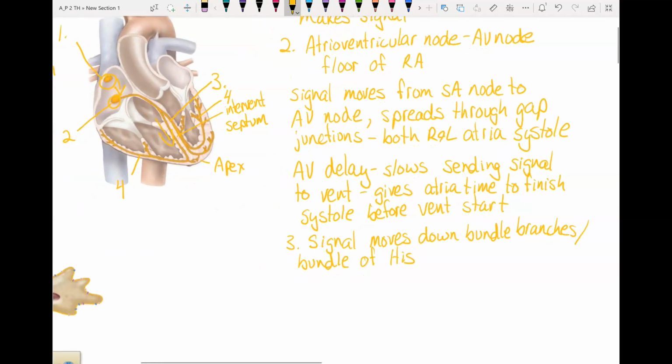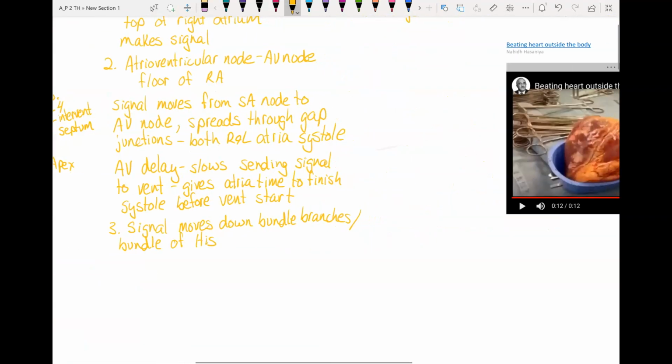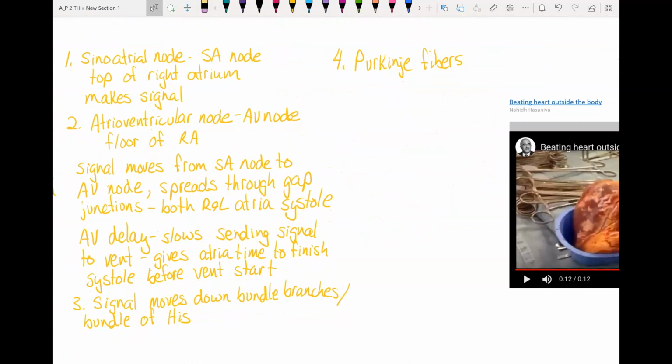And once you get there, the signal starts going back up. So the signal goes down like this, as it's going down the bundle branches through that interventricular septum. When it gets to the apex, then it goes up the sides like this. So the signal moves up the sides of the ventricles. And now is when it spreads through the gap junctions of the ventricles.